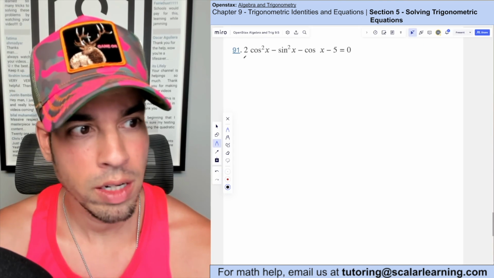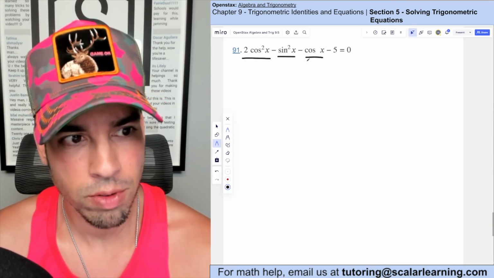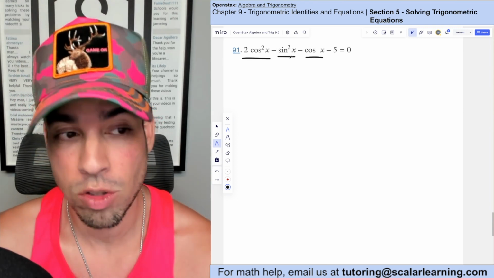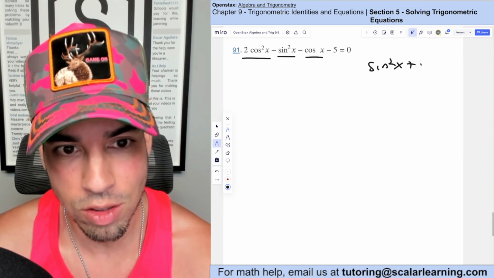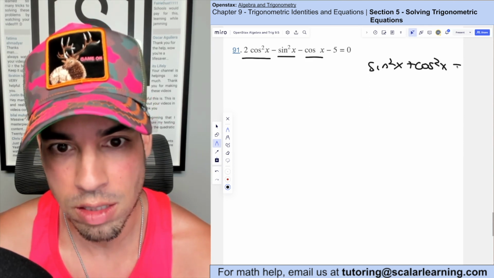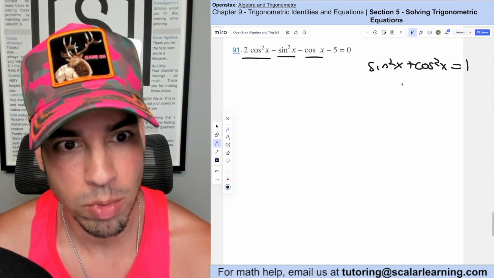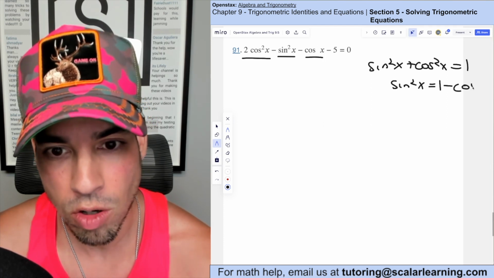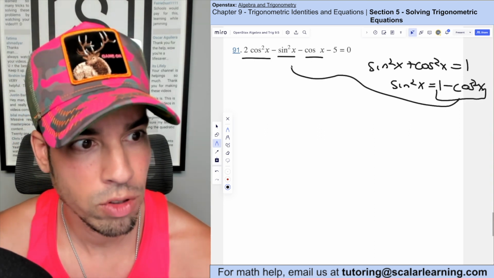Done. So for this one, I got cosine and then I got sine, right? So I don't like the fact that I have different functions. So what I want to do is see if I can convert this sine squared to cosine squared. And I can do that using my nice Pythagorean identity, which says that sine squared x plus cosine squared x equals 1. So if I subtract cosine squared from both sides, I get sine squared x equals 1 minus cosine squared x. So I'm going to take this and plug it in for sine squared x here.